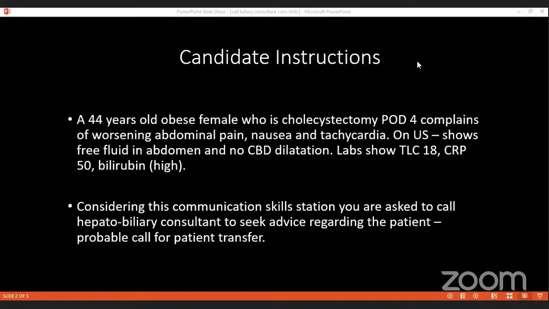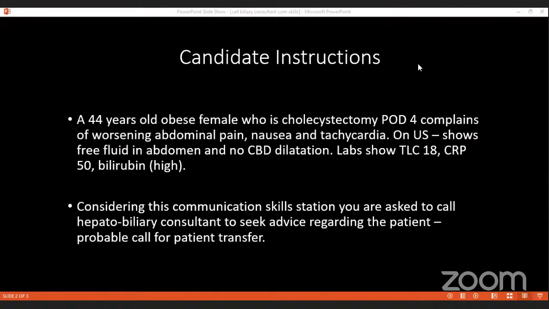Can you please summarize your case? 44 years old female, post-cholecystectomy, with complaint of abdominal pain, nausea, and tachycardia.